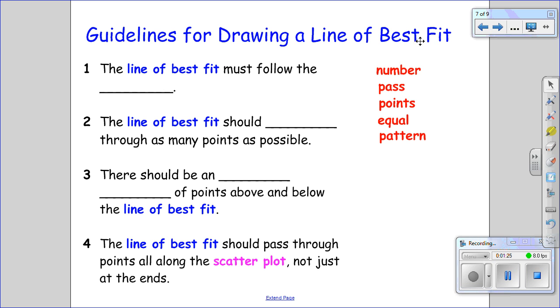So the important things to remember when you're drawing a line of best fit: you must follow the pattern. The line of best fit should pass through as many points as possible. In general, you would like to have an equal number of points above and below the line of best fit, and the line of best fit should pass through points all along the scatter plot, not just at the ends.